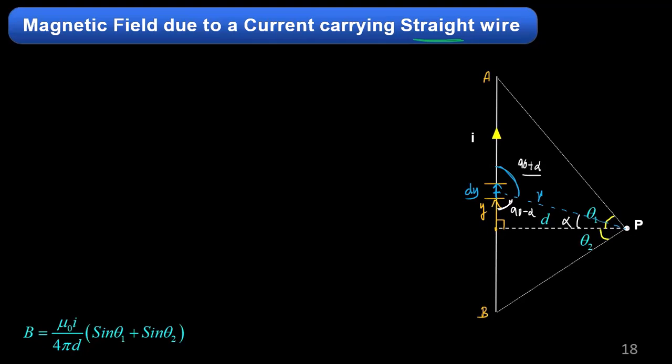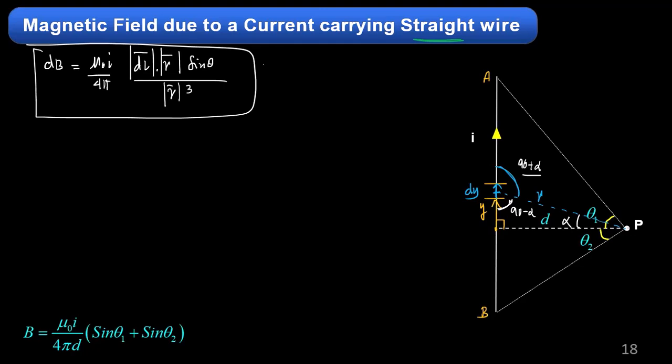Now I can apply this equation. What is the dB value as per the Biot-Savart law? The equation of dB is given as mu naught I by 4 pi into dl vector cross r vector, divided by the mod of r vector whole cube. This is the basic form of the Biot-Savart law, and I have to apply it according to our geometry. For our geometry, mu naught I is I, and 4 pi is 4 pi.